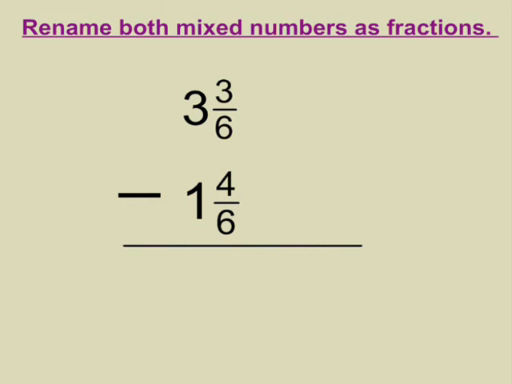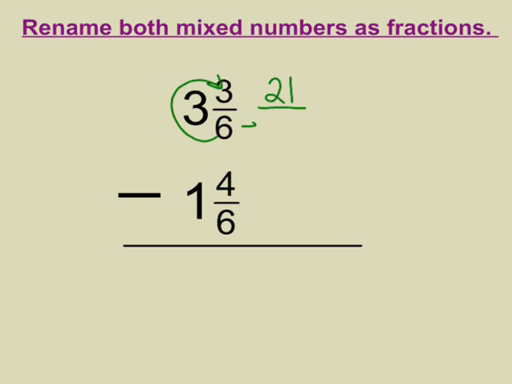I can rename both mixed numbers as fractions the same way I just did the other one, except this problem looks a little bit different. This problem is actually vertical. It's the same way we solve it, except it just looks different. So let's do the same way. We're going to change both of them to improper fractions. So 6 times 3 is 18. 18 plus 3 is 21.